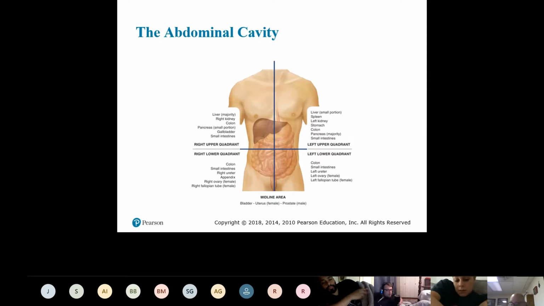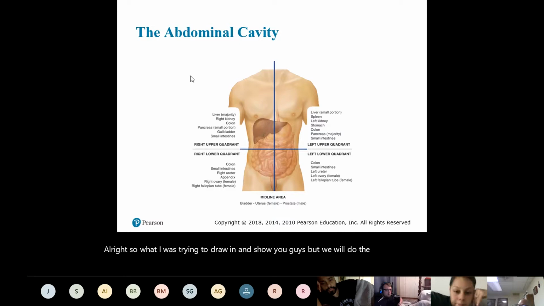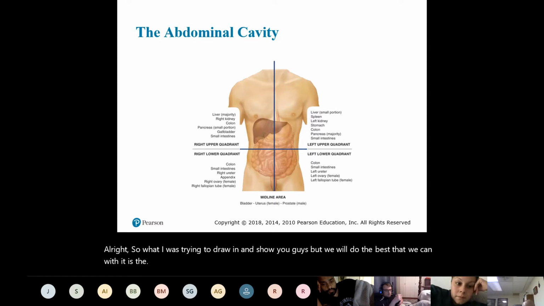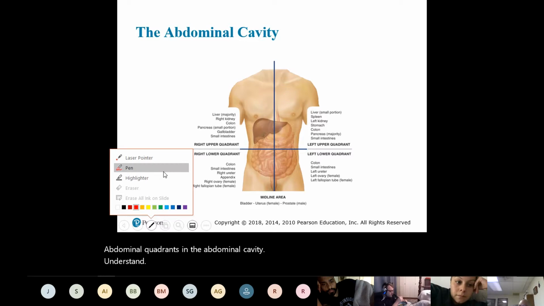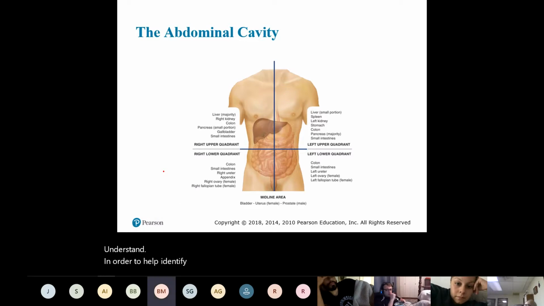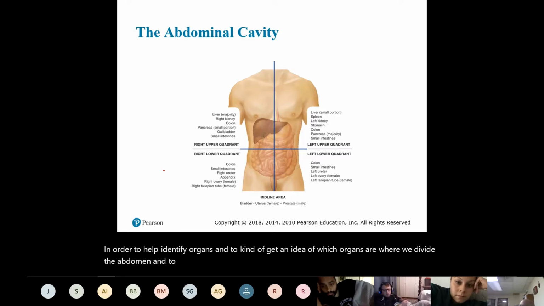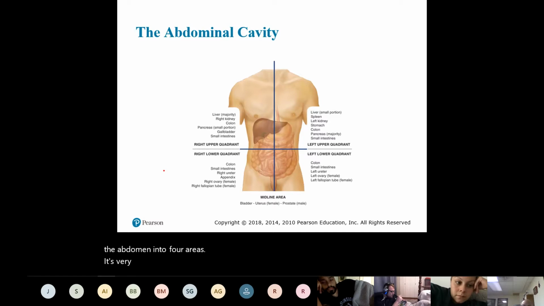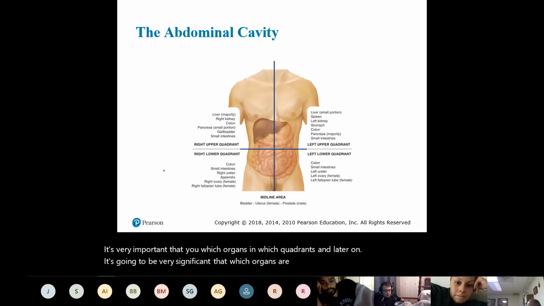All right. So what I was trying to draw and show you guys, but we will do the best that we can with it, is the abdominal quadrants in the abdominal cavity. Understand that in order to help identify organs and to get an idea of which organs are where, we divide the abdomen into 4 areas. It's very important that you know which organs are in which quadrants. And later on, it's going to be very significant that you know which organs are in which quadrants. Okay?